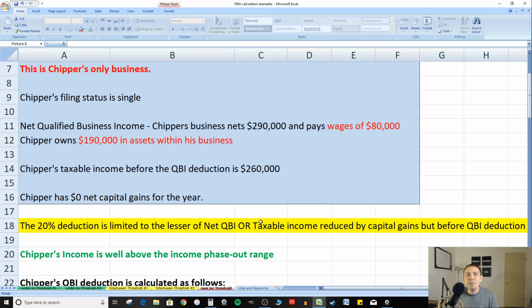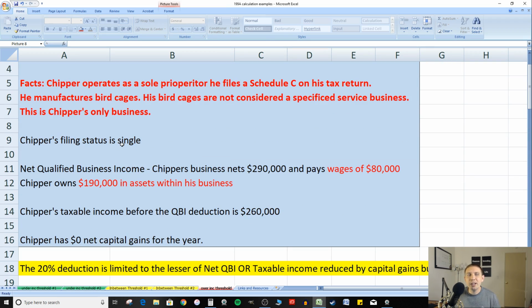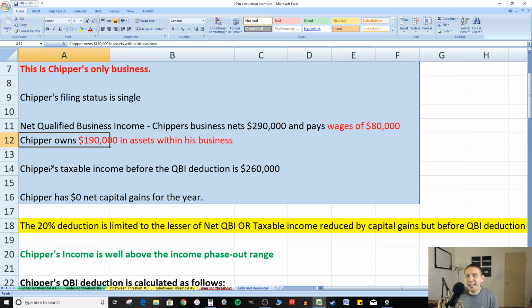Okay, so once again, Chipper's filing status is single. Chipper's net qualified business income is $290,000. And Chipper, in this example, pays wages of $80,000. Chipper owns $190,000 in assets within his business. Chipper's taxable income before the QBI deduction is $260,000. And to keep it a little bit more simple, we're going to say that he has no capital gains. Zero.